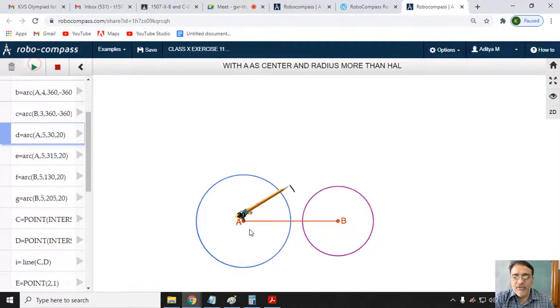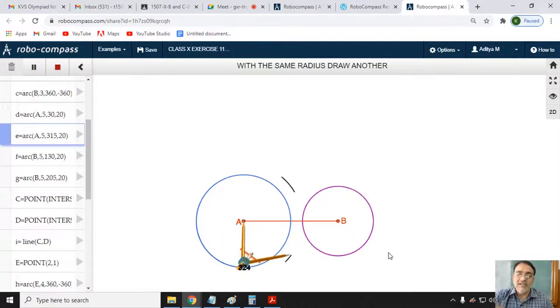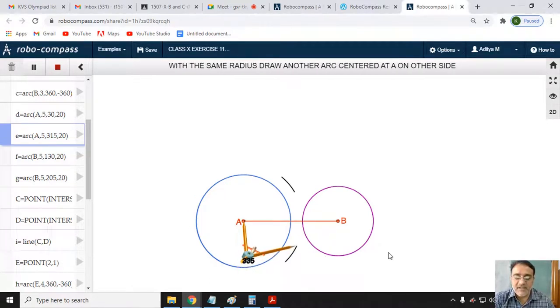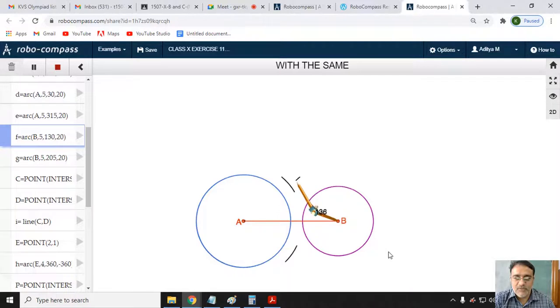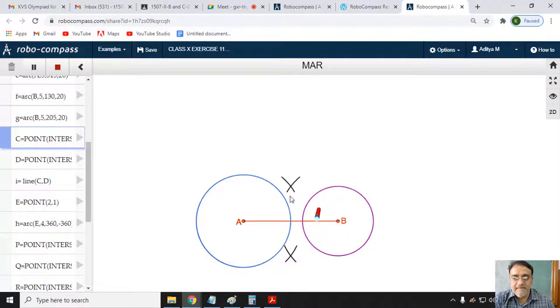Now what we have to do, we have to draw the perpendicular bisector of AB. So उसके लिए क्या करेंगे, with center A we have to draw 2 arcs on both sides such that the radius should be more than half of AB, and with center B and using the same radius we have to draw 2 arcs on both sides, and both arcs will intersect each other, right? So इसको point C ले लेंगे और इसको point D ले लेंगे. Okay, so this point is C and this point is D.